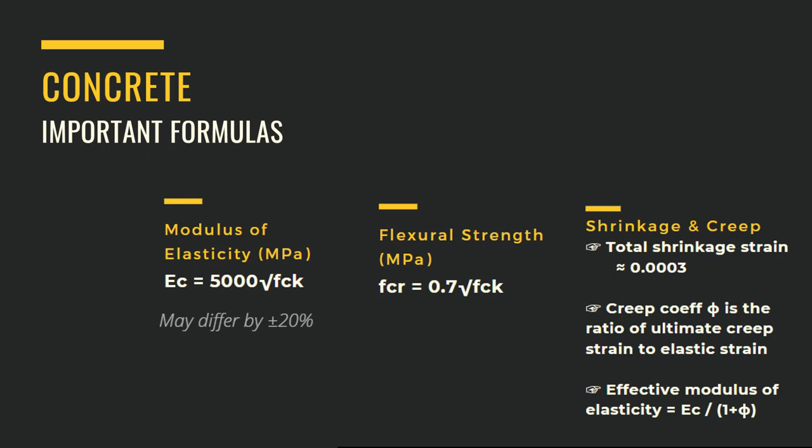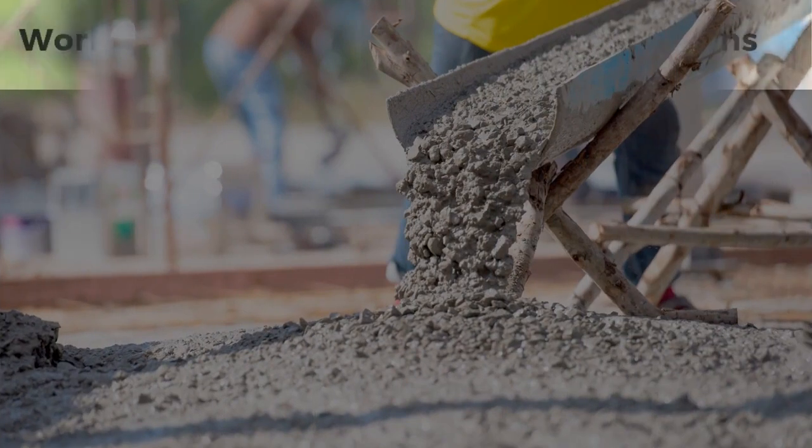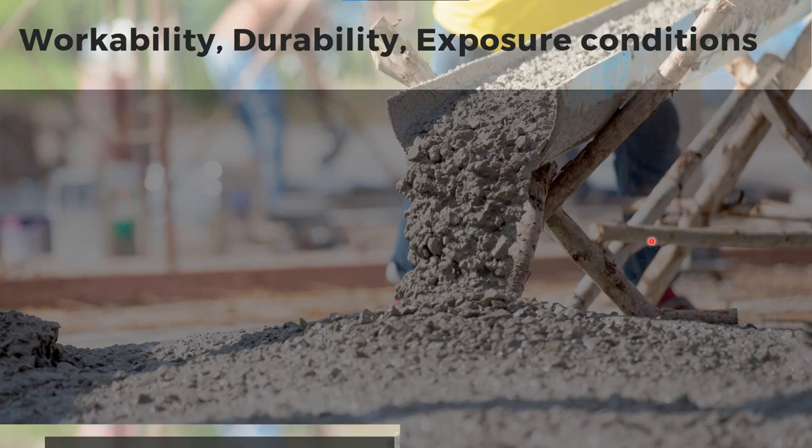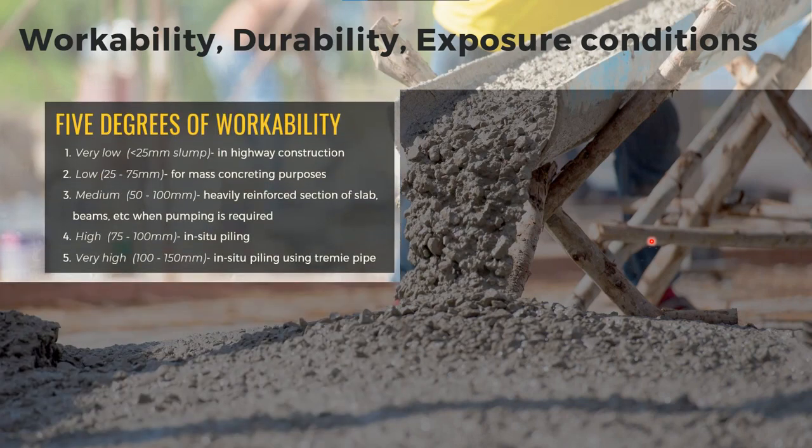Next we move on to concrete workability, durability, and exposure condition. What is workability? The ease with which we can handle the concrete is the workability. The IS code specifies 5 degrees of workability: very low, low, medium, high, and very high. These are based on the slump values. Very low degree of workability means the slump value will be less than 25. This is used widely in highway construction, in cement concrete or rigid pavements.